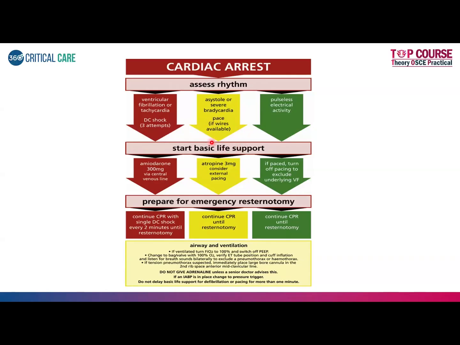And for the symptomatic bradycardia, go with the pacing as early as possible, and start basic life support. So before you start anything else, CPR, everything else, please make sure that if the cardiac arrest is because of a post cardiotomy case, this is what has to be done. Start basic life support, go with the drugs. For a VF or tachycardia, the drug of choice is not adrenaline. You have to give amiodarone 300 milligram via the central line. For an asystole or a bradycardia, give atropine 3 milligram or consider external pacing. And if paced, turn off the pacing to exclude any underlying VF. Okay, this also needs to be checked.